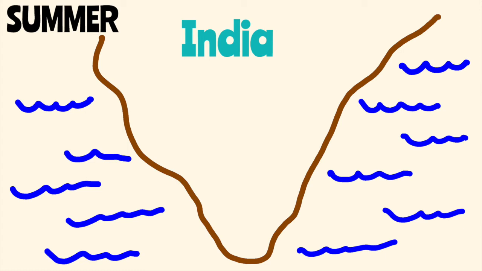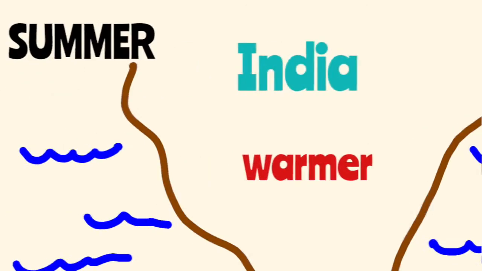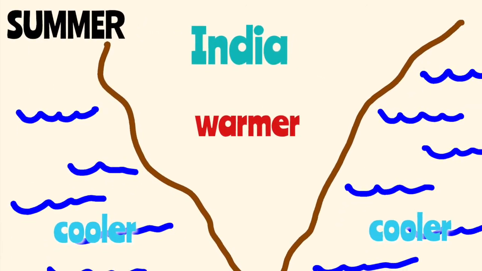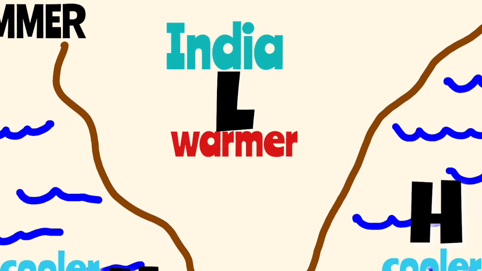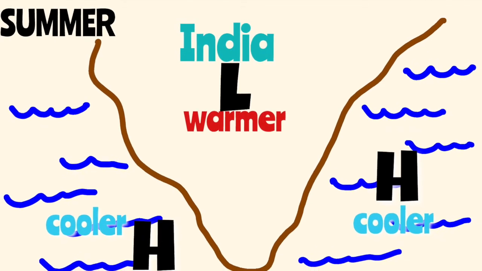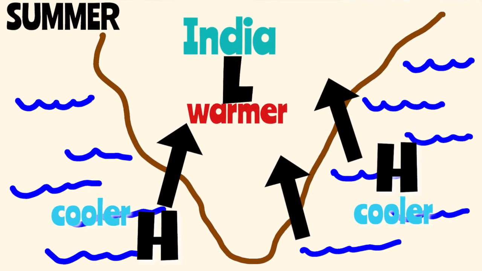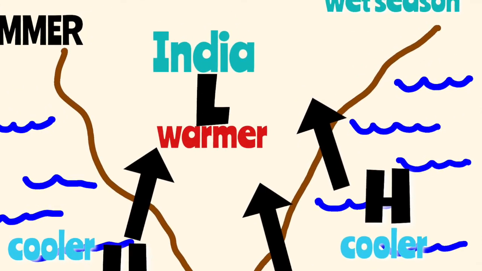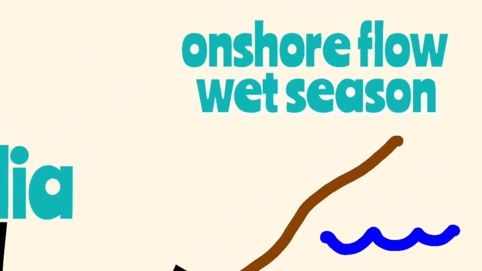Think about where we started with the sea breezes and land breezes. We have to figure out which is going to be warmer, the water or the land. In the summer, the land will be warmer and the water will be cooler. The warmer land will create low pressure and the cooler water will create high pressure. Air always moves from high to low pressure, creating that onshore flow, and that low pressure brings the wet season to India.